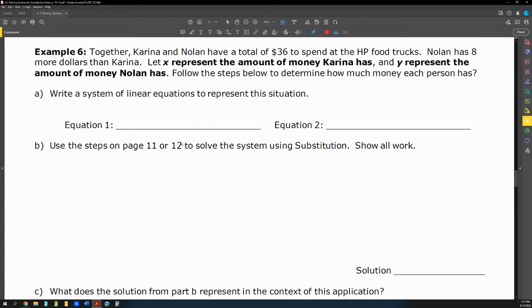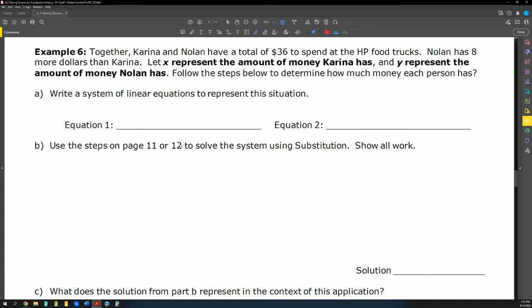Together, Karina and Nolan have a total of $36 to spend at the HP food trucks. Nolan has $8 more than Karina. Let x represent the amount of money that Karina has and y represent the amount of money that Nolan has. Follow the steps below to determine how much money each person has. Write a system of linear equations to represent this situation.